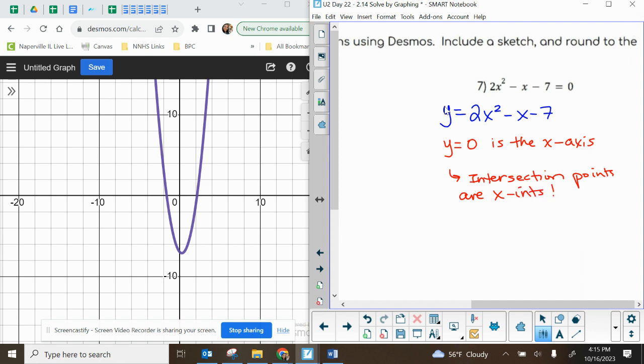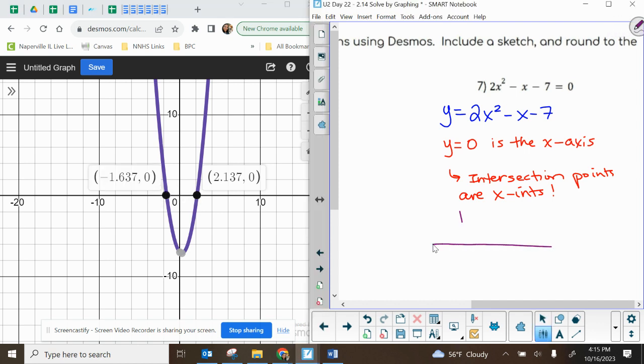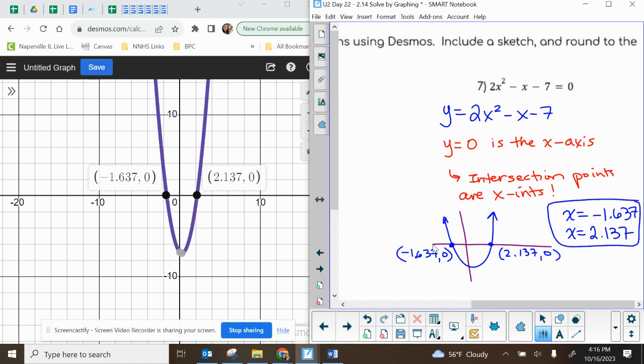Okay. So I will draw my graph, and my parabola goes through negative 1.637 comma 0 and 2.137 comma 0. And so then my solutions are x equals negative 1.637 and x equals 2.137. And so that's how I will solve by graphing.